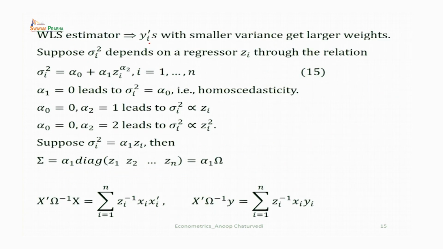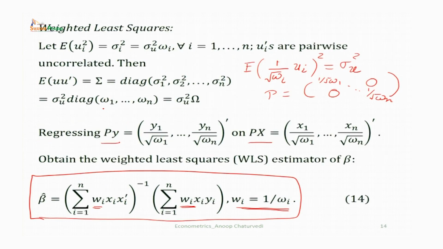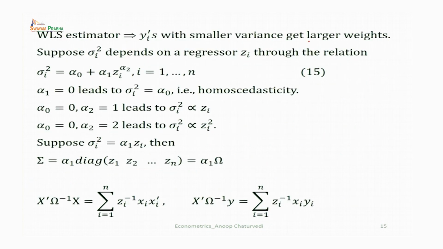So, in the weighted least squares estimator, y_i's with smaller variance get larger weights. Suppose omega_1 is small. So, y_1 has a smaller variance, and then the weight w_1 is equal to 1 upon omega_1, and then y_1 gets the weight w_1. So, y_1 gets larger weight. So, y_i's with smaller variance get larger weights. Now, we consider another case.